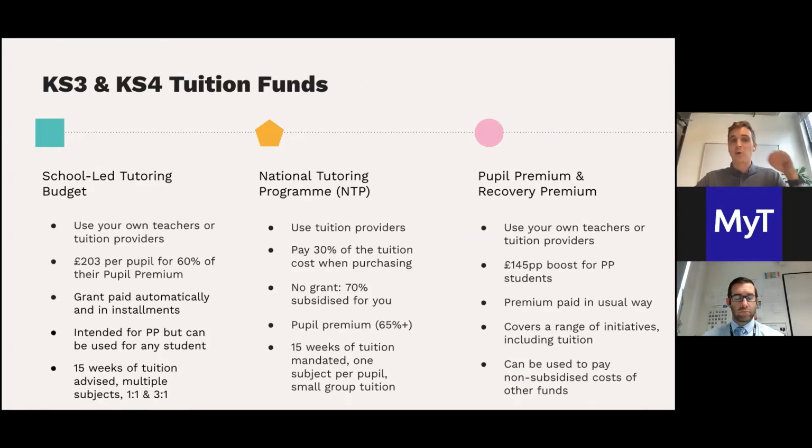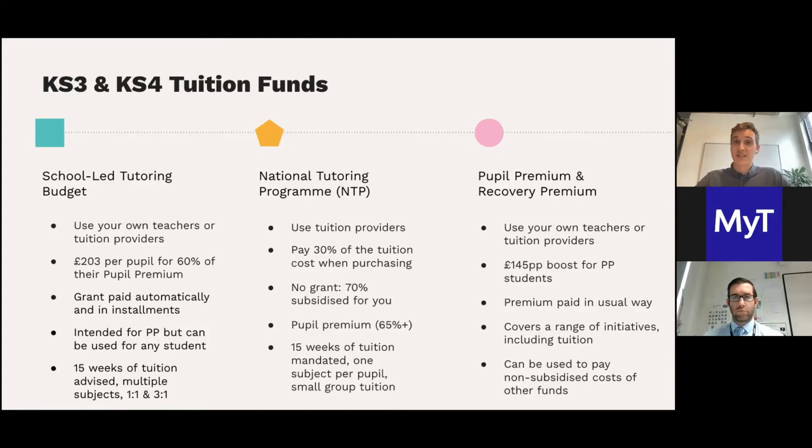Now that grant is paid automatically in installments. The first one for academies is in October, the first one for local authority schools in September. It's paid in 3 installments. It's intended for pupil premium, but can be used for any student. Now, 15 weeks of tuition is advised. We tend to find that the impact is fairly similar, particularly for one-to-one tuition, whether it's 10 or 15 weeks. But 15 weeks is advised as part of this budget. Now, a student can study multiple subjects. There's no PP restrictions. But the purpose of this budget is that it's paid directly to the school, and if it's not used, it gets clawed back, as you might expect.